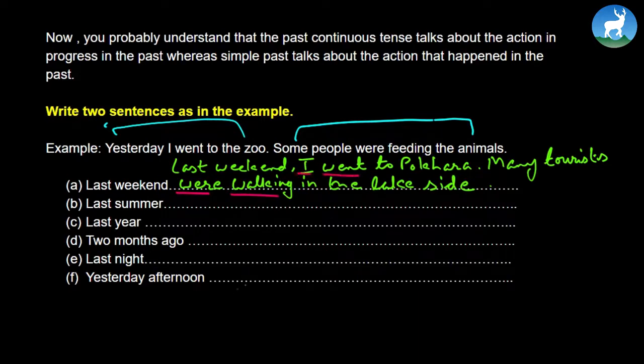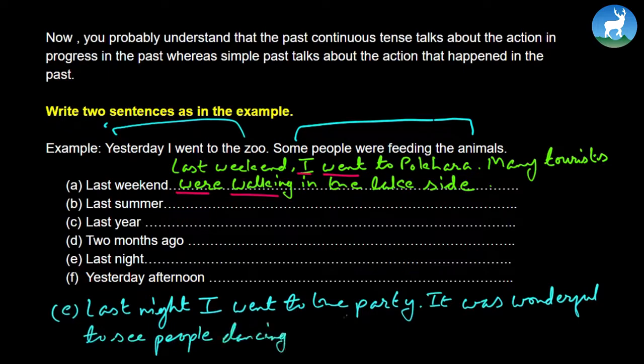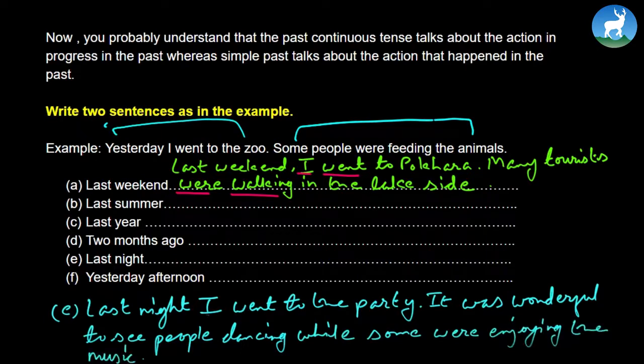Now let's do one more example here, and the rest you can do as homework. Last night. Okay, number E, I'll do it here. Last night I went to the party. It was wonderful to see people dancing while some were enjoying the music. We took it to simple past first, and then the second sentence in past continuous.